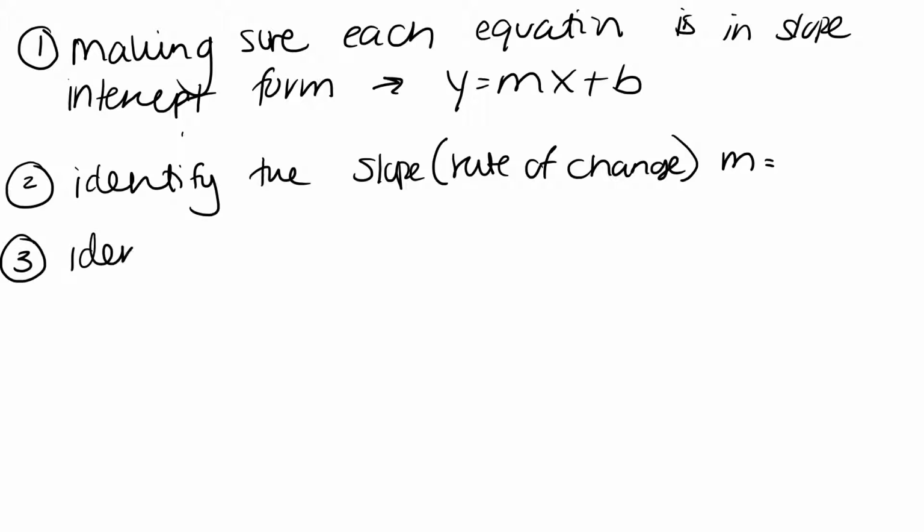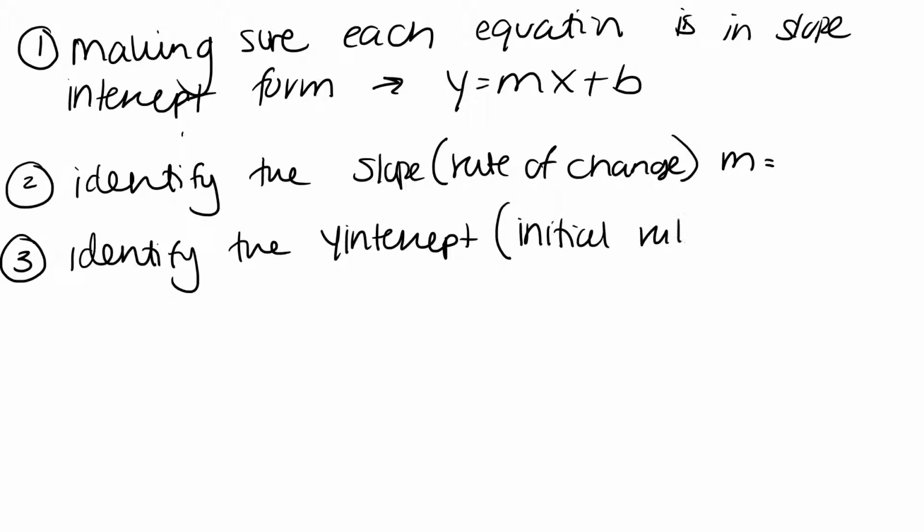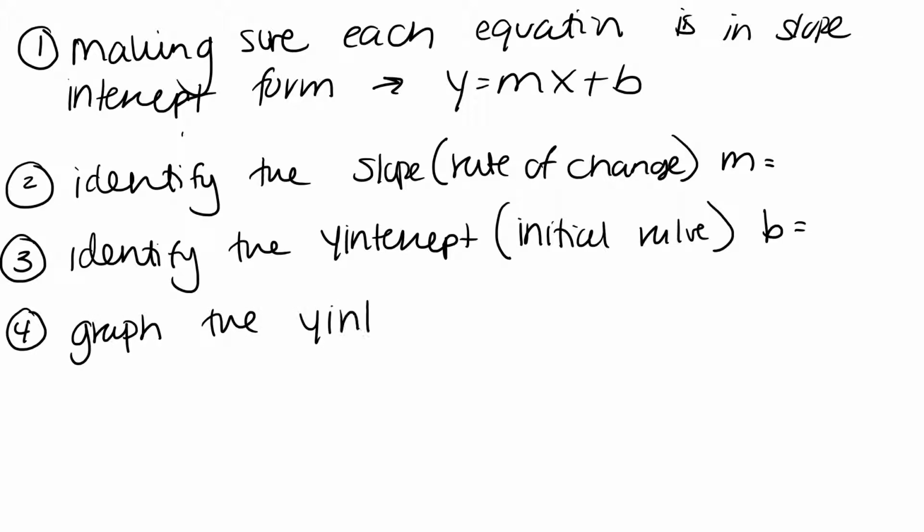Step 3 is to identify the y-intercept. That's the initial value. That's our b equals. Once you've identified your slope and your y-intercept, m and b, we are going to graph the y-intercept on the y-axis.